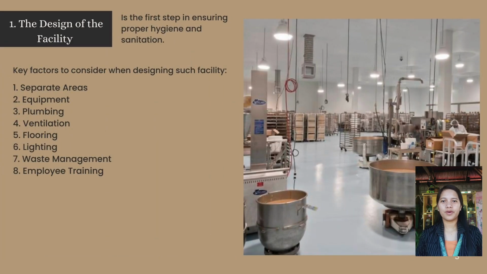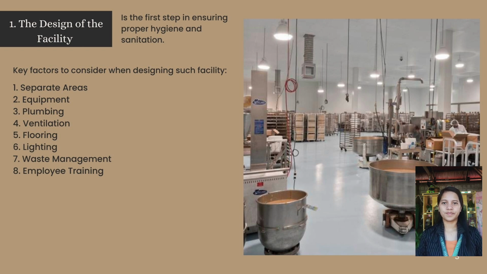The first key point is the design of the facility. The design of the facility is the first step in ensuring proper hygiene and sanitation. The facility should be designed in such a way that it supports good practices for food handling. A well-designed facility should incorporate elements like stainless steel countertops, non-porous surfaces, and proper ventilation. Here are some key factors to consider when designing such a facility.